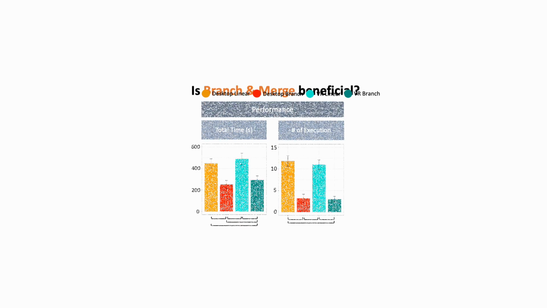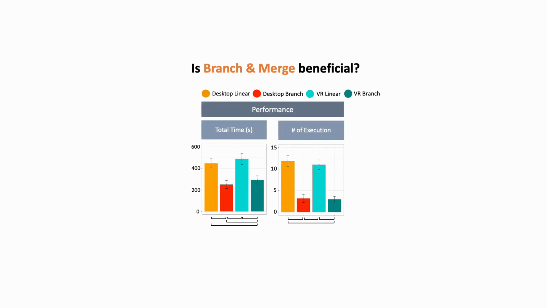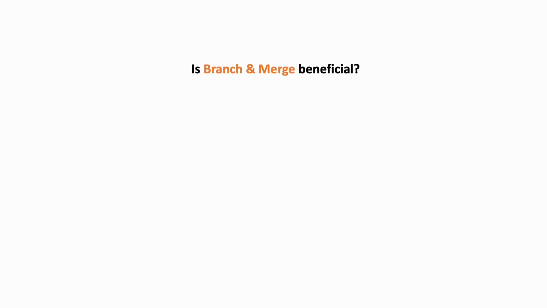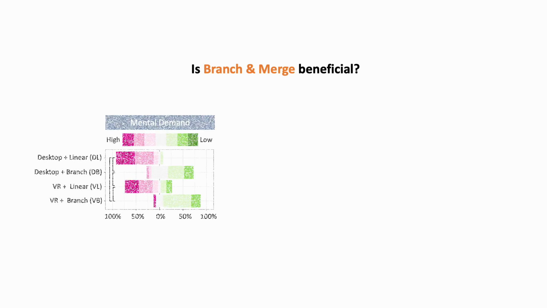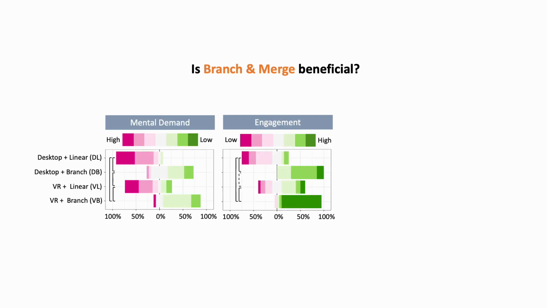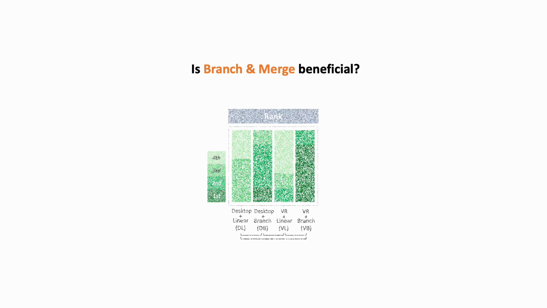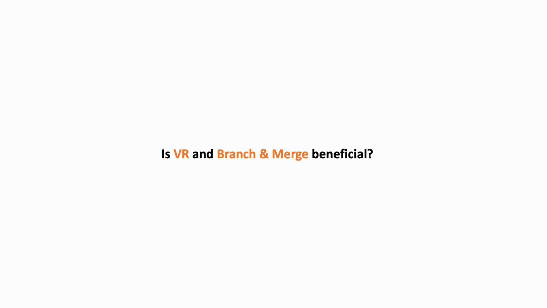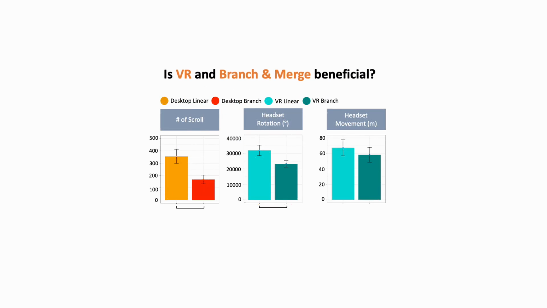Next, we found that branch-and-merge is beneficial. It shows faster completion time and fewer executions. Additionally, participants rated the branch feature positively in terms of mental demand, engagement, and effectiveness, as well as user experience ranking. Lastly, we found from the analysis of both navigation and comparison tasks that VR lowers the navigation cost.